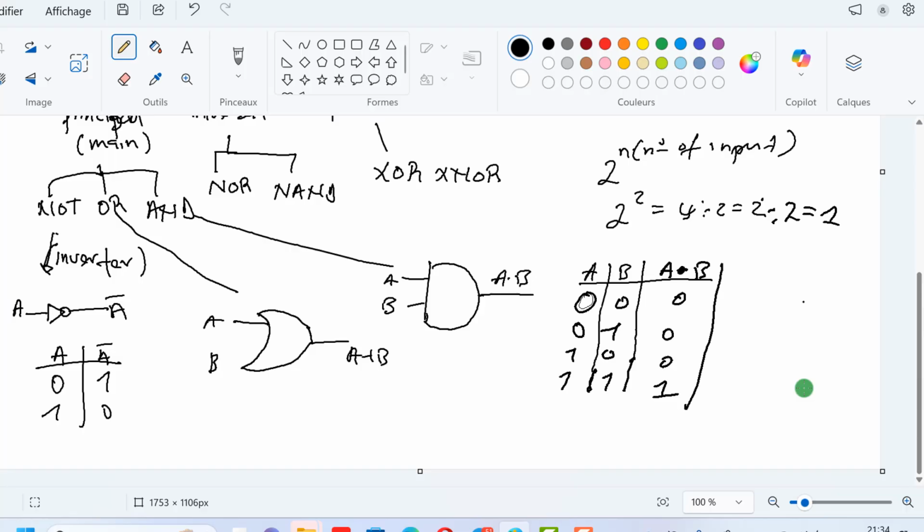Now imagine that you want to draw it for the OR gate. The OR gate is A plus B, like normal addition.